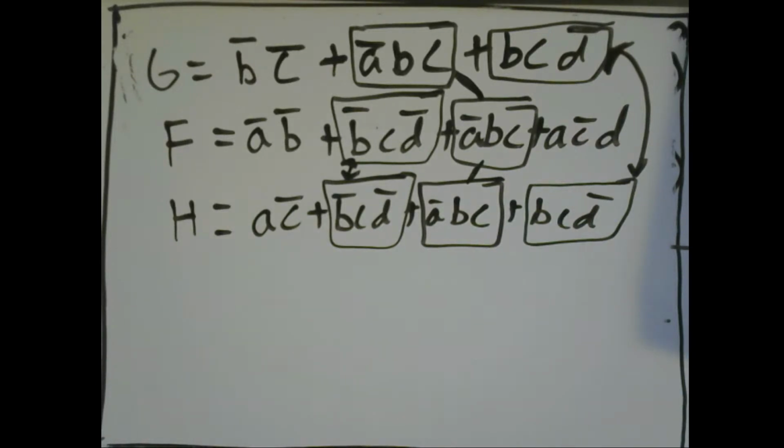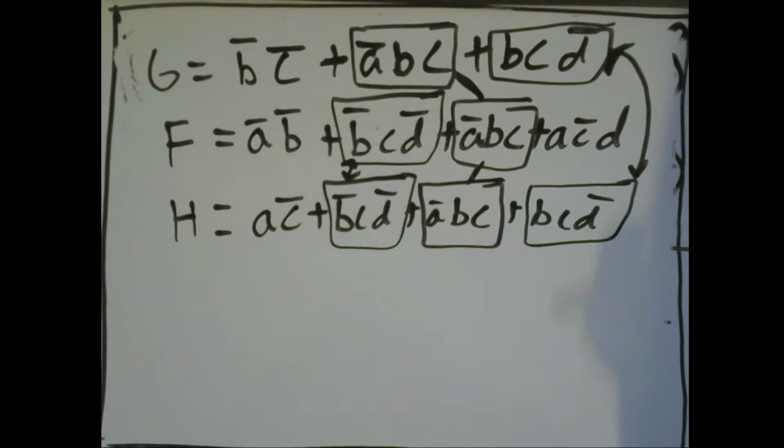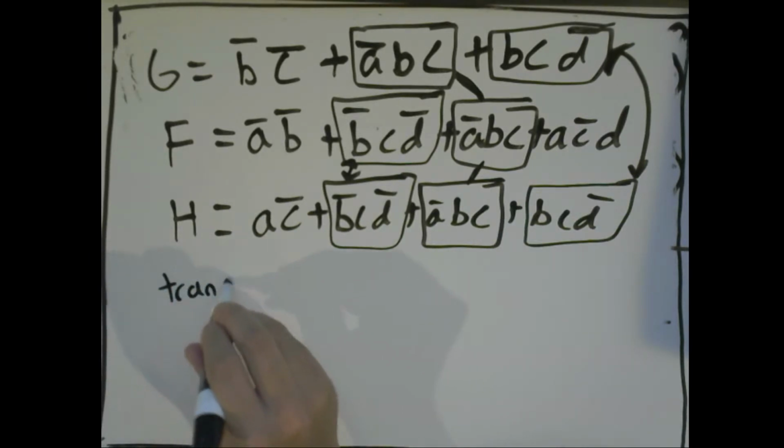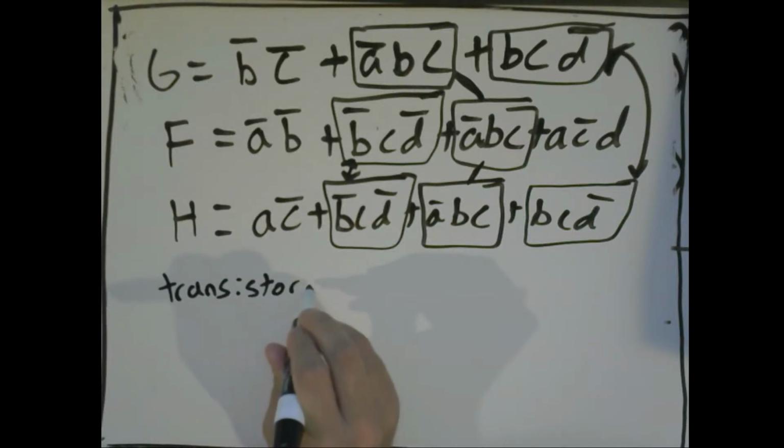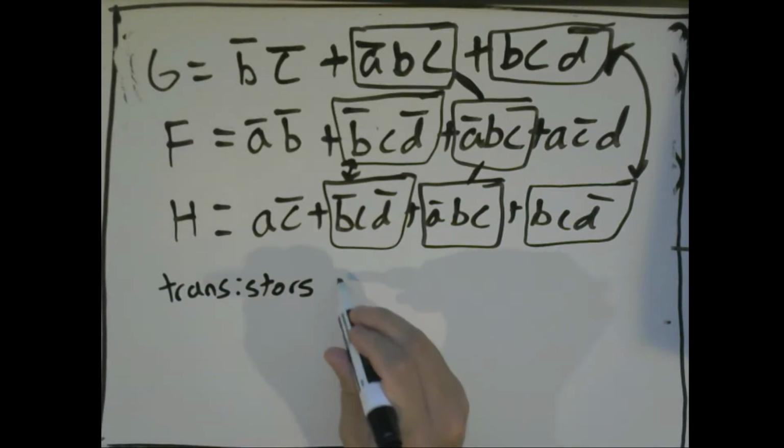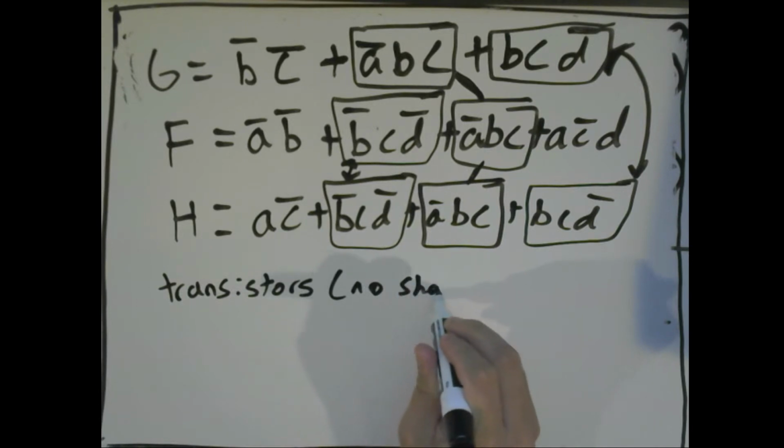Are you guys doing the approximation that 1 gate is equal to about 2 transistors, correct? I got that right. So let's say how many transistors we got right here. So this is no sharing, right?